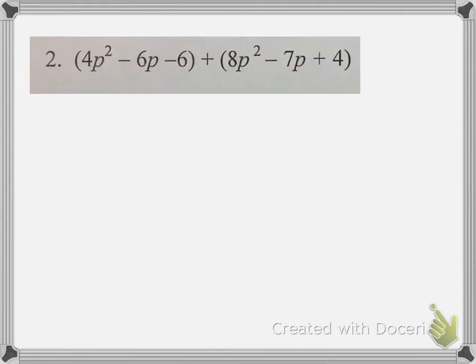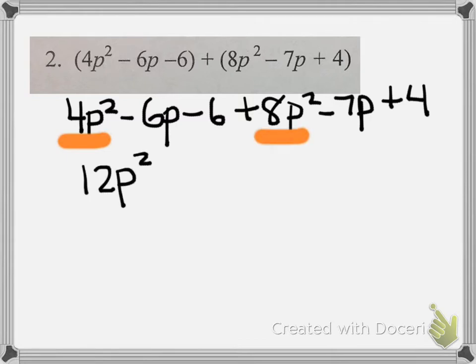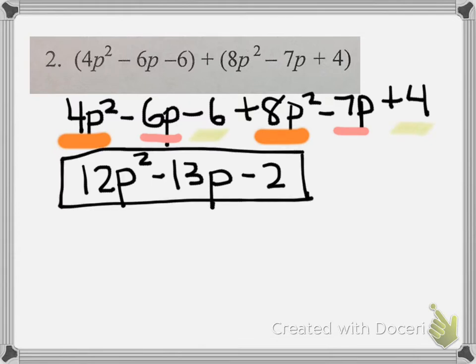So for this one's just asking us to add. So we can ignore the parentheses, so it might be easier if we go ahead and write it without the parentheses. And then again, just like the last problem, all we're doing here is combining like terms. So 4p squared would go with 8p squared. The -6p would go with the -7p. The 6 and the 4 would go together. And you have 12p squared minus 13p minus 2.